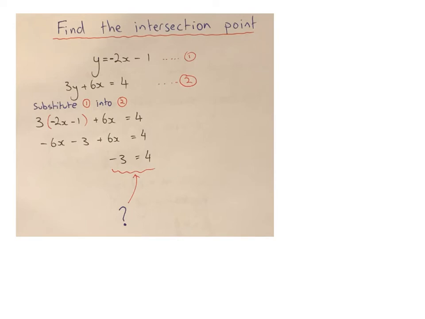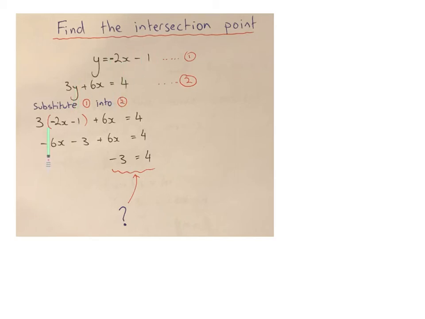Let's look at one more example. Let's find the intersection point for y equals minus 2x minus 1 and 3y plus 6x equals 4. Okay, we'll do this algebraically first. So I'm going to use substitution again. I see that y is equal to minus 2x minus 1.